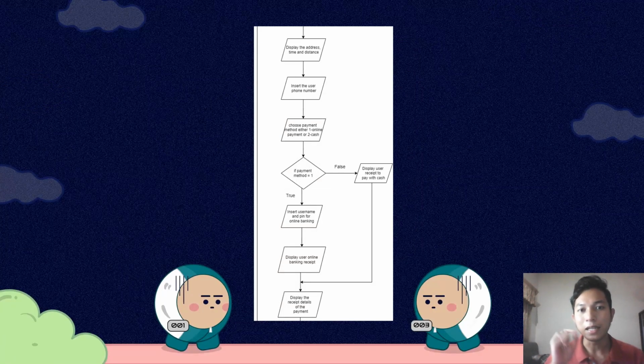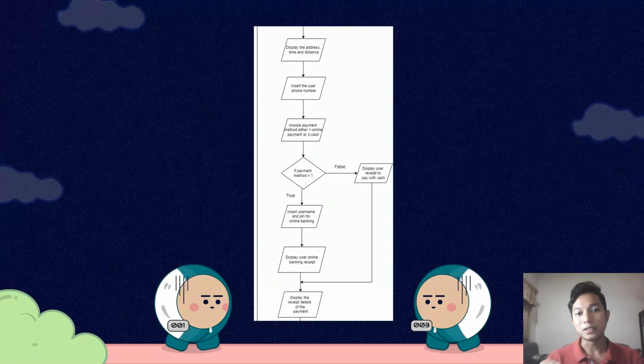Next, display the address, time and distance. And then the user has to insert the phone number. Next, choose the payment method. Either they want to pay with online payment or cash. Press 1 for online payment and press 2 for cash. If the user presses 1, the statement will be true.